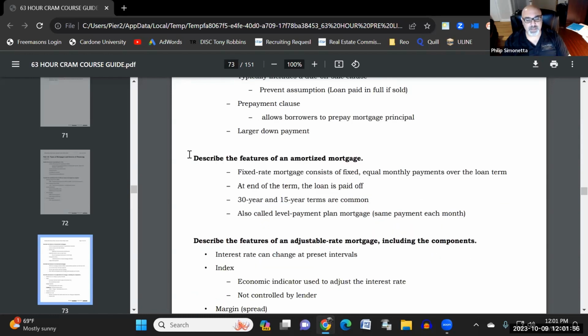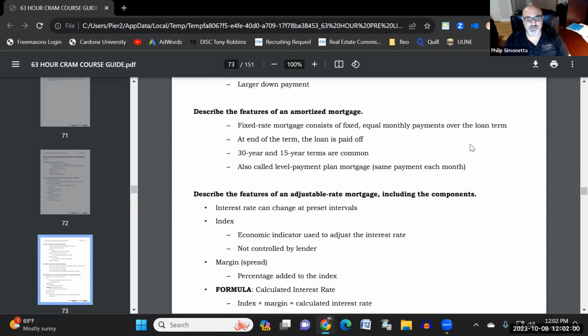Okay. Now I'm going to describe the features of an amortized mortgage. A fixed rate mortgage consists of fixed equal monthly payments over the term of the loan. At the end of the term, the loan is paid off. They're usually 30 years, and 15-year terms are common. They have 10, 20, 25, but 15 and 30 is usually the most common. It's also called a level payment plan mortgage, same payment each month.